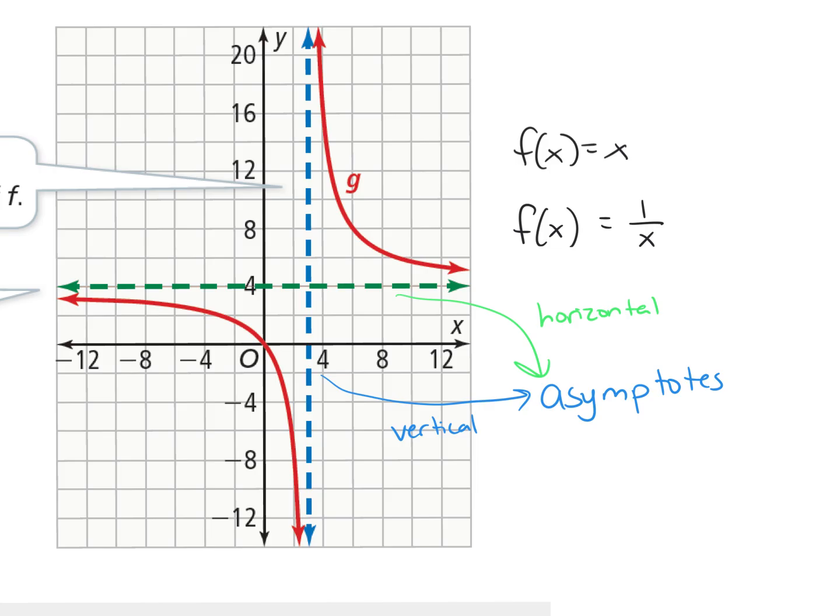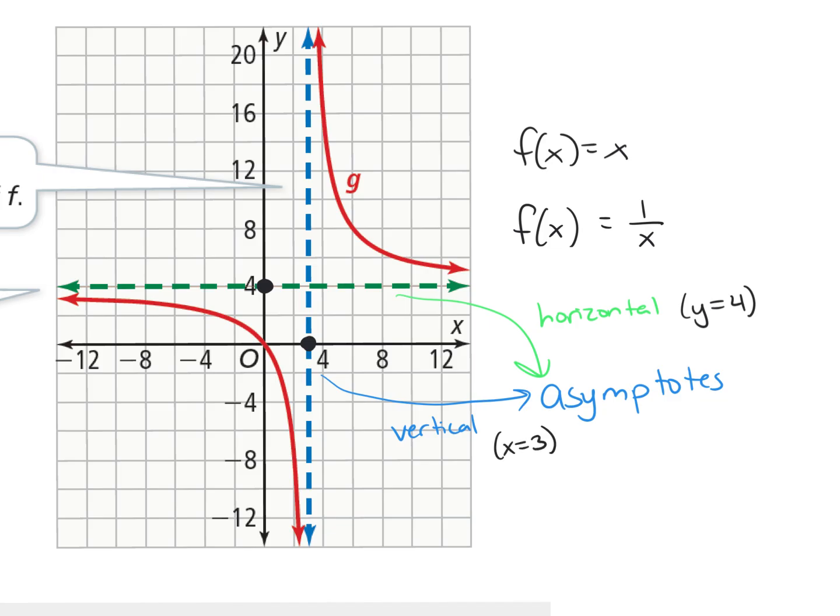I want to focus on that green one real quick. What axis is the green line going through? It's going through the y-axis at what point? It's going through at y equals 4. So our horizontal asymptote is y equals 4. I know it might be a little different on your graph because yours is smaller, but looking up here, what axis does the blue line go through, our vertical asymptote? It goes through the x-axis at x equals 3.